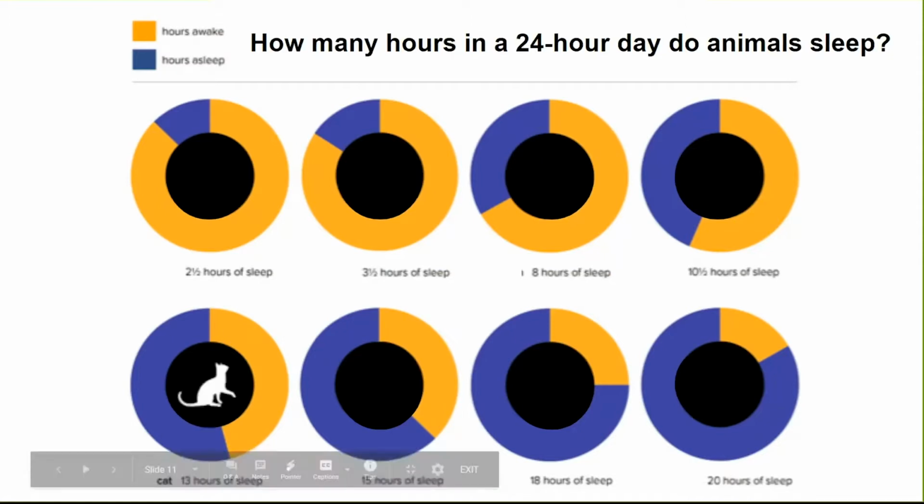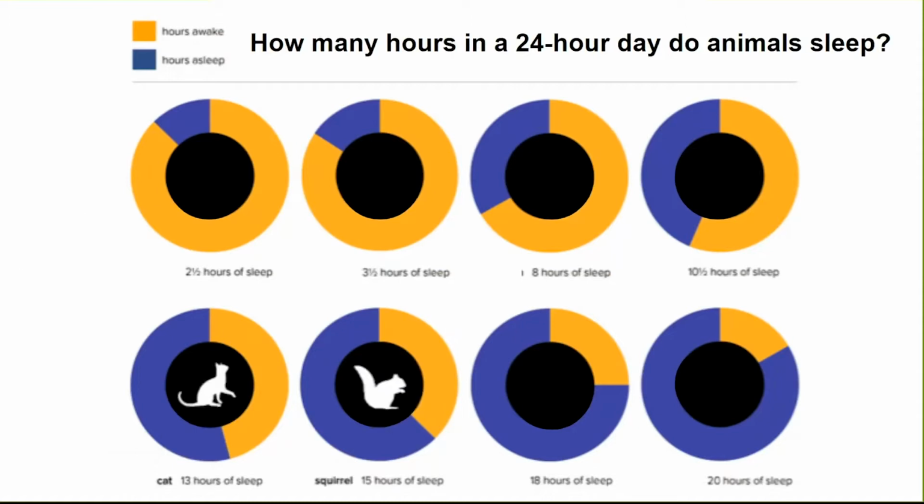Again, what new information did we just learn? What do you think about the graph now? What animal do you predict sleeps 15 hours? The most? The least? What new information did we just learn? What do you think about the graph now?